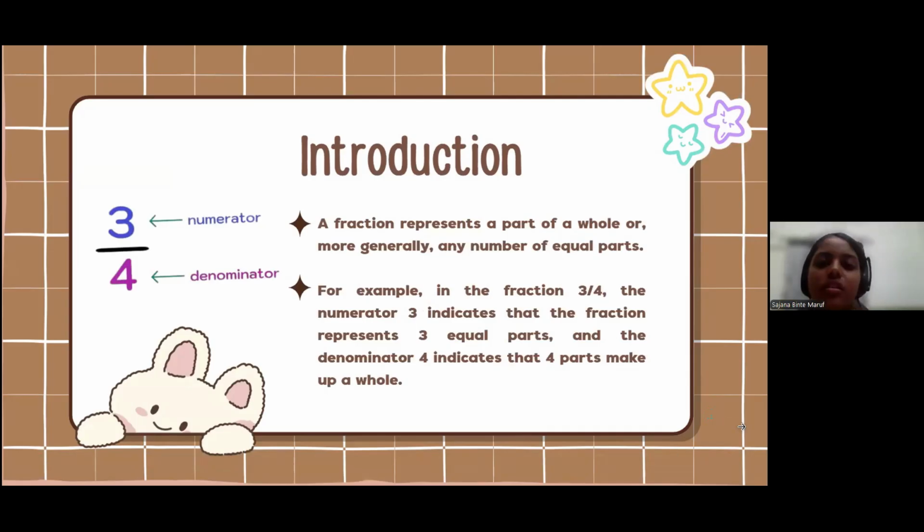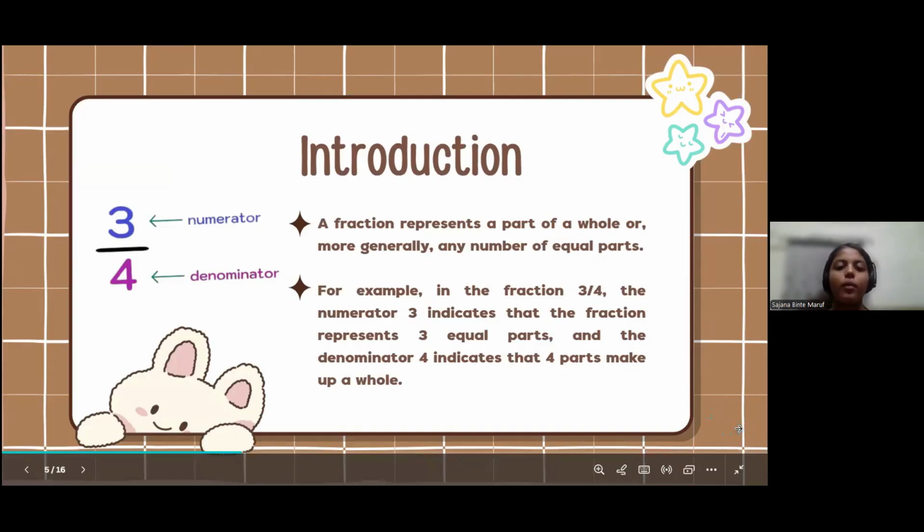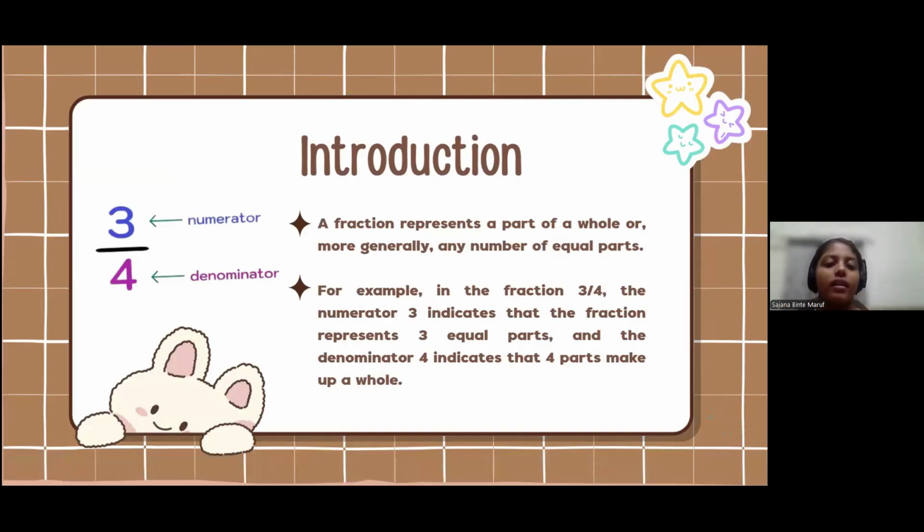Introduction. A fraction represents a part of a whole or, more generally, any number of equal parts. For example, in the fraction 3 by 4, the numerator 3 indicates that the fraction represents 3 equal parts and the denominator 4 indicates that 4 parts make up a whole.